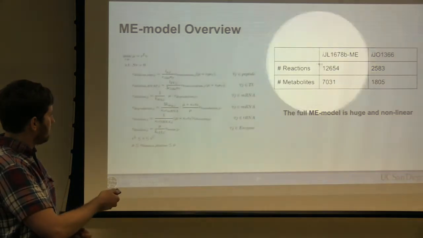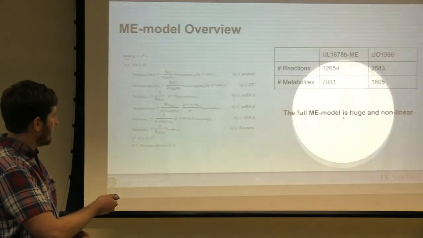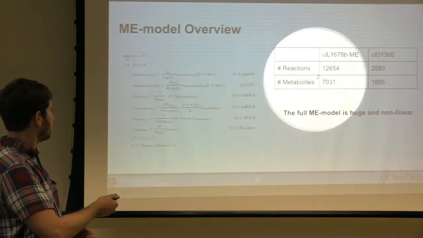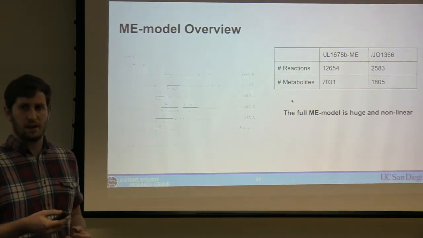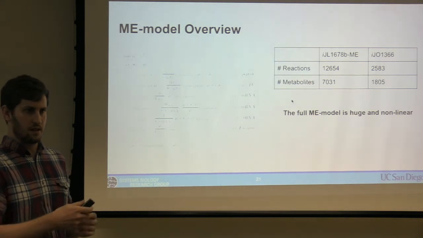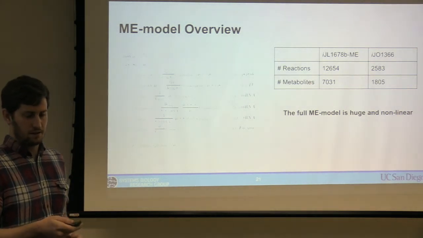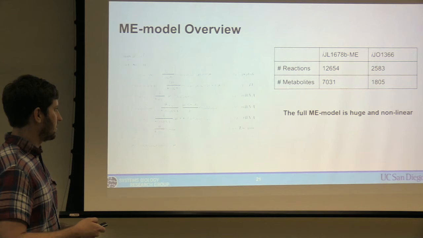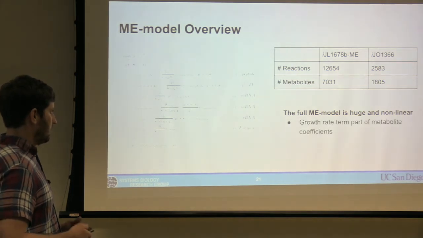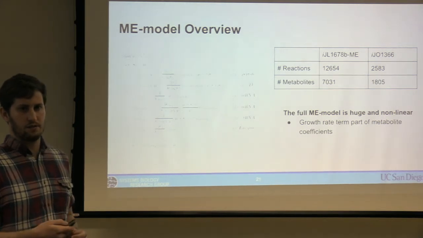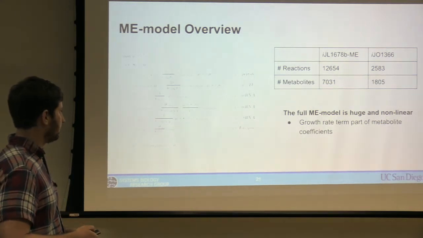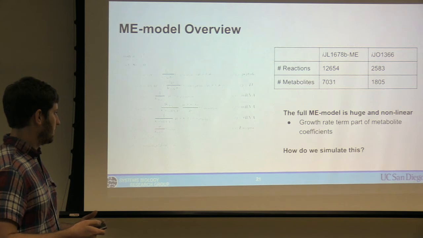It's 6 times the number of reactions and about 7 times the number of metabolites, and it's nonlinear because you actually have growth rate terms in the metabolite coefficients in individual reactions. So that's going to make it nonlinear, and you can't really solve it the way you solve normal M models. So how do we simulate this?